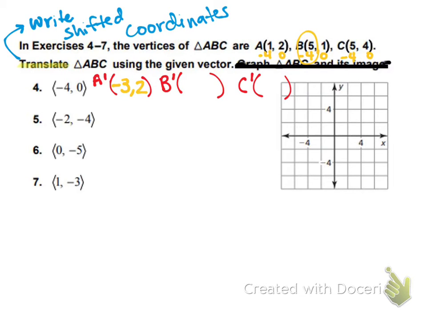So B prime, 5 minus 4 is 1. And then nothing's going to happen to the y. It will stay a 1. For C prime, 5 minus 4 is 1. And then 4, 4. That's it.